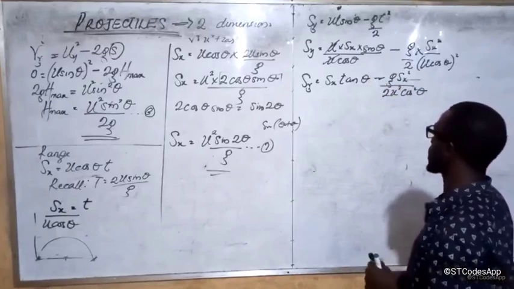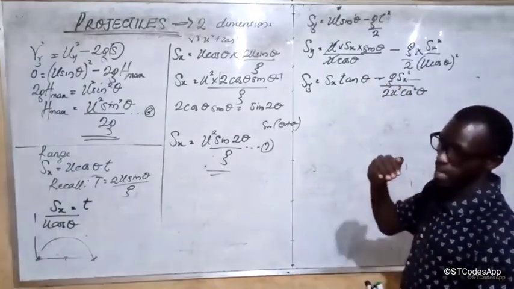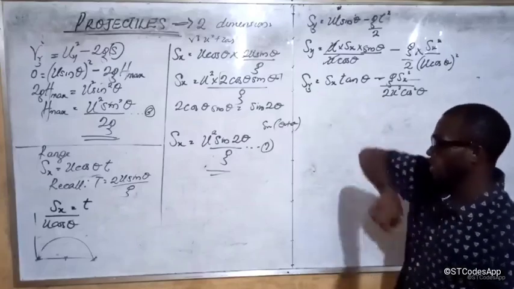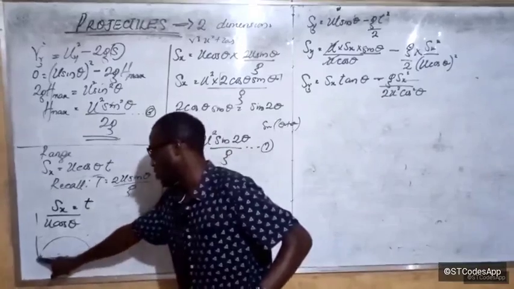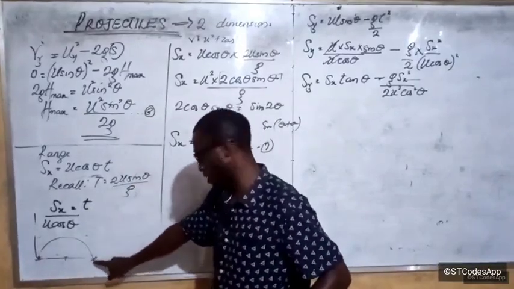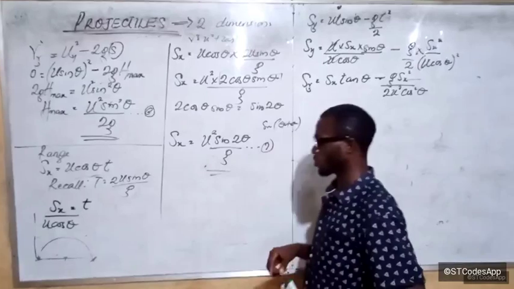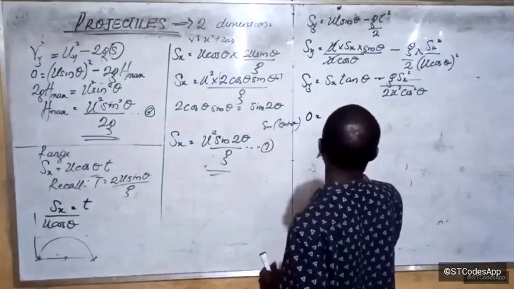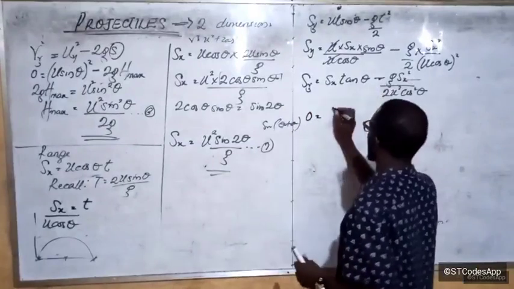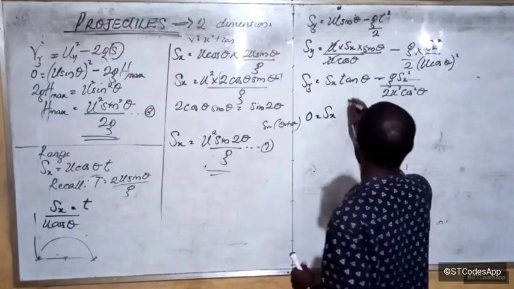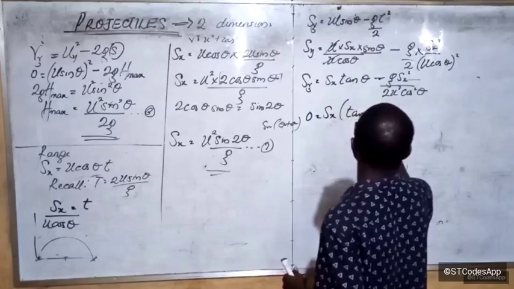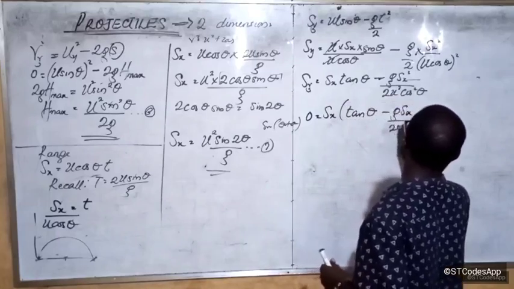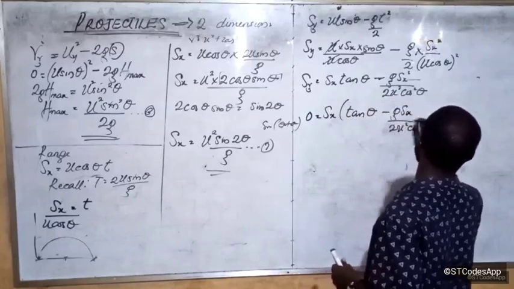So we know that at the end of the day, when the body comes down, S sub y will be 0. When the body moves downward and gets to this point, S of y is going to be 0. So we can make this 0. Therefore we have 0 is equal to, now we said that S of x is common here, so we can factor out S of x into bracket: tan theta minus g S of x over 2u squared cos squared theta.